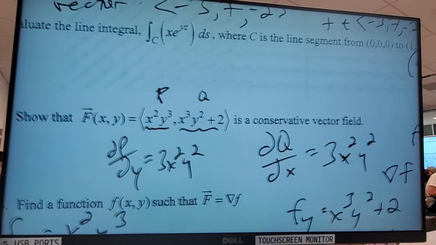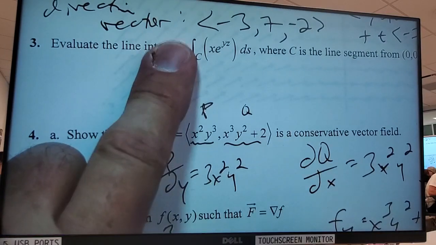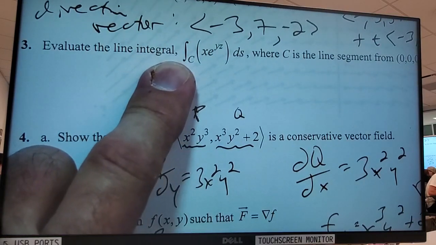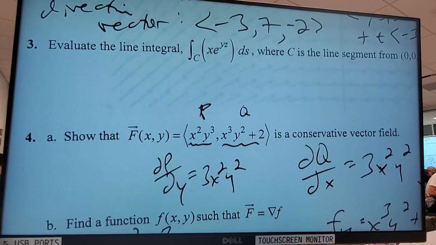Did we do number 3? We probably didn't do number 3, did we? Okay, let's look at 3. So just to remind you of the work it would take if I didn't have a conservative vector field. What's the first thing you should work on for number 3? C. Yeah, what's the parameterization of that route?